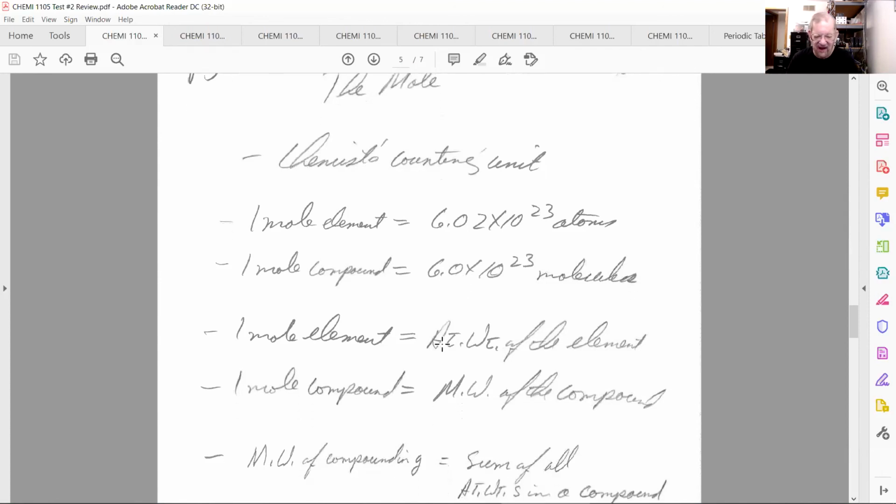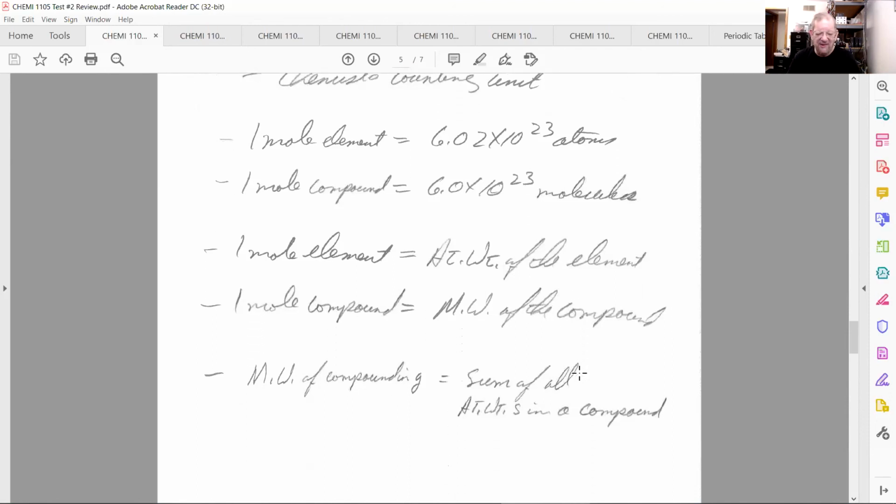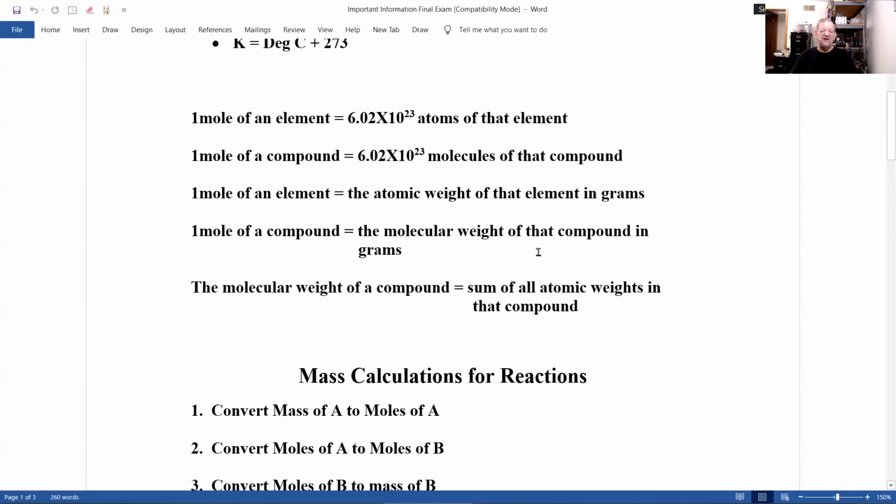1 mole of an element equals the atomic weight of that element, and 1 mole of a compound equals the molecular weight of that compound. And the molecular weight, in grams, is the sum of all atomic weights. And if we look at the important information for the final exam, oh, we found the 2 there. I feel relieved. What I just mentioned, I have right here. That way you don't have to memorize it. It's there for you.